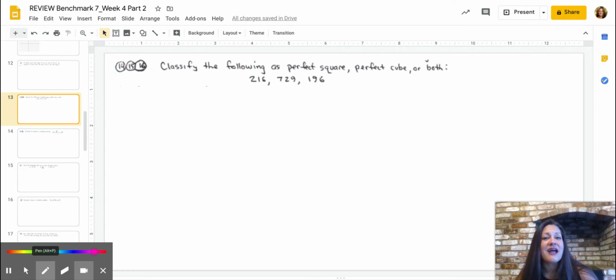Same thing happens with cube root. So I'm thinking of 27. The cube root of 27 is 3 because 3 times 3 times 3 equals 27. They're both perfect. We call them perfect because they're nice and neat. No decimal or fraction remaining. Okay, so let's see here.